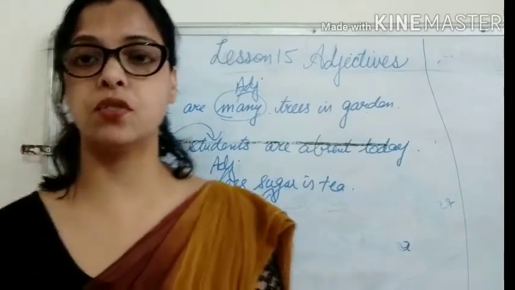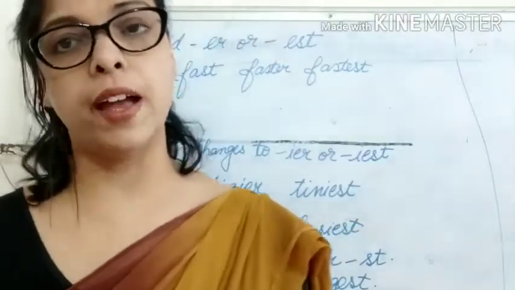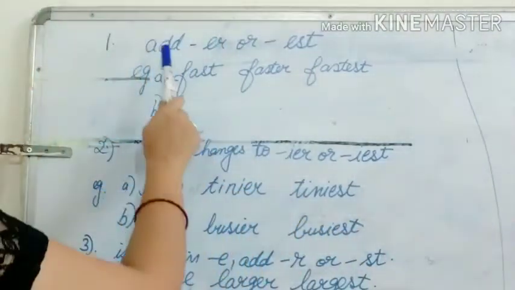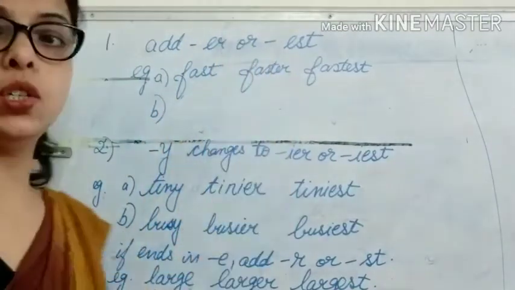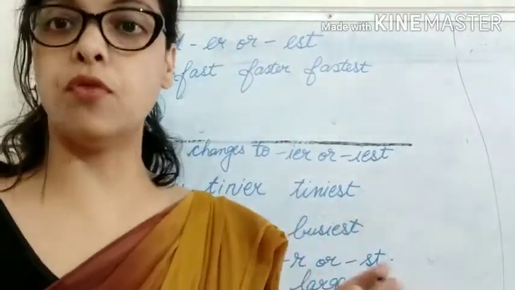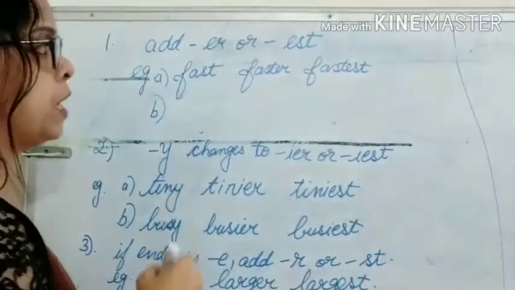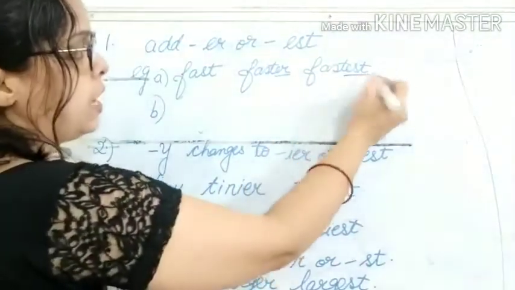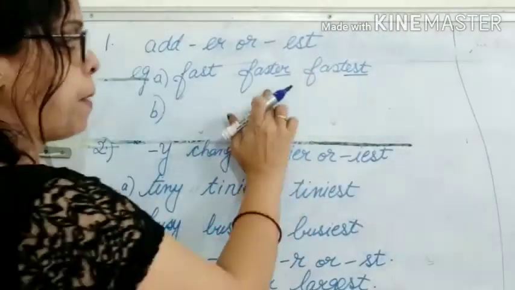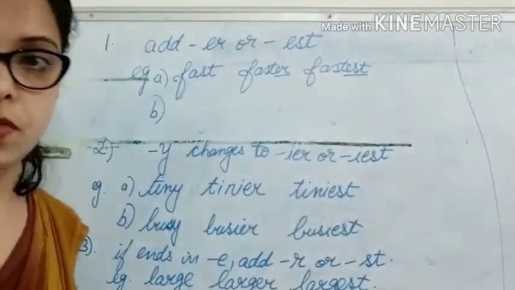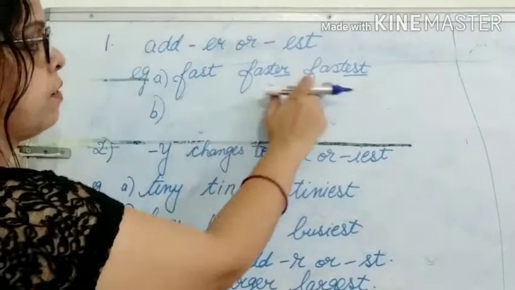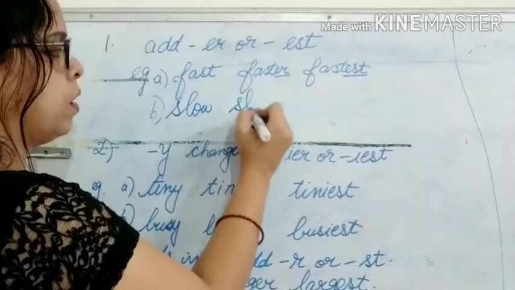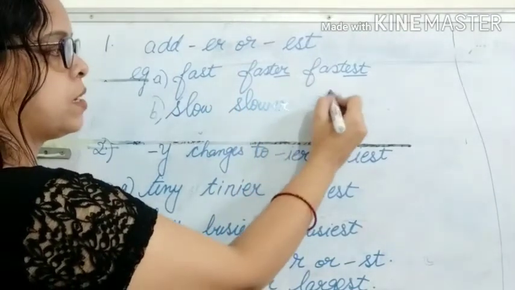Let's see a few examples, children. In some of the adjectives, how do we make comparative and superlative forms? We add er or est to the original form of the adjective. For example, fast becomes, we just add er and it becomes faster, and we add est, it becomes fastest. This is the comparative degree and this is the superlative degree. Okay, so fast, faster, fastest. Or we can say slow, slower, slowest.